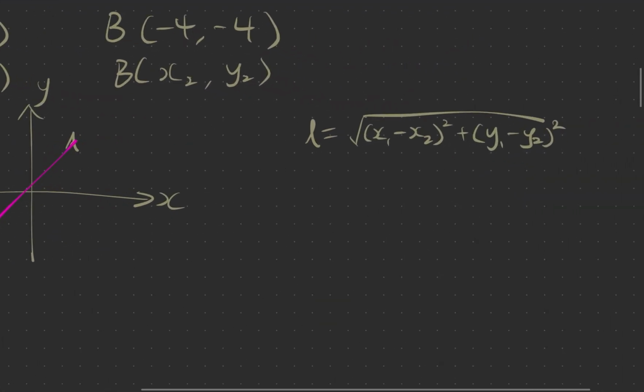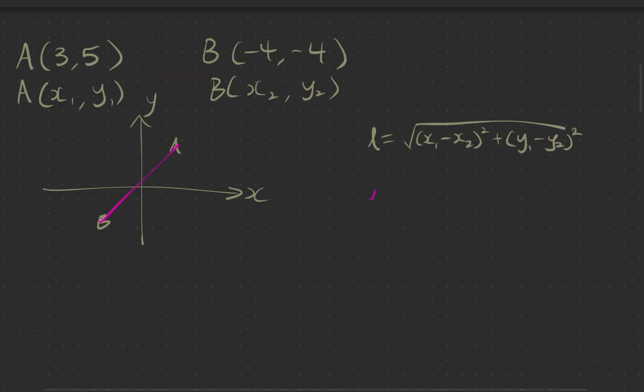So as you can see, if you just substitute in the values, you would get your length equals to square root of (x1, which is 3, minus x2, which is negative 4). Remember your bracket. And then you have (y1, which is 5, minus y2, which is also negative 4). Remember your brackets. So you'd end up getting the square root of 7 squared plus 9 squared, which also gives you the same answer as above. It was 11.4 to 3 significant figures.